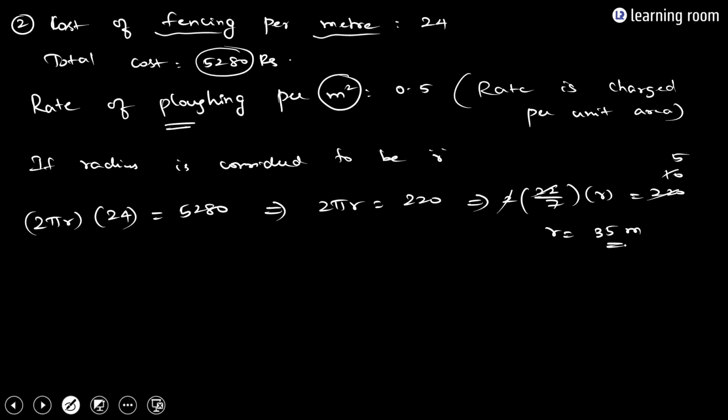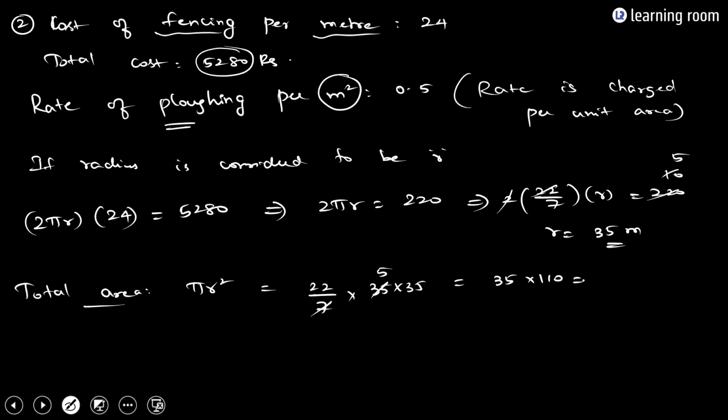Right. Now they want the total cost of plowing the whole area. So the total area is going to be equal to how much? Pi r square. So that is 22 by 7 into r square, which is 35 into 35. So this goes 5 times. Right. So 35 into 110. How much is the answer? 35 into 110 is going to give us 3850 meter square.